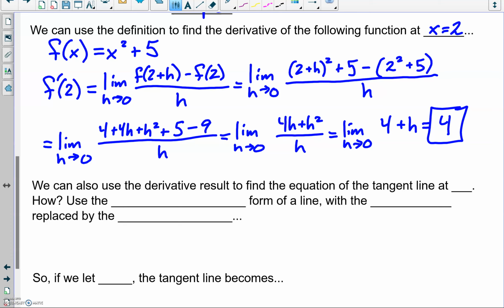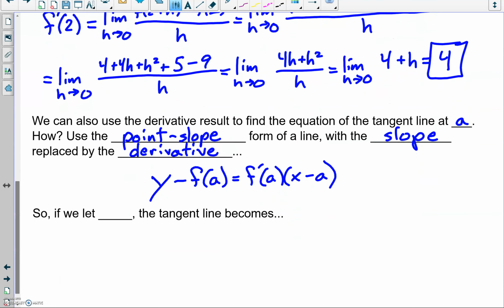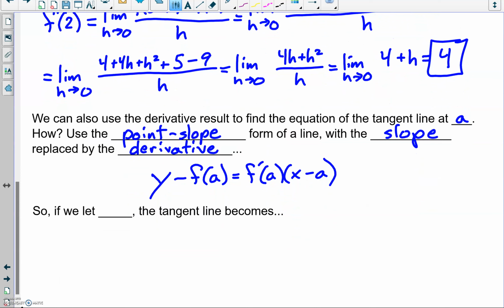Okay, so we can also then use the derivative result to find the equation of the tangent line at a. So how? Well, we're going to use the point slope form of a line with the slope replaced by our derivative. So you have that y minus f of a, our target value, equals f prime of a, whatever our target x was. Up above it was 2, and then you have x minus a.